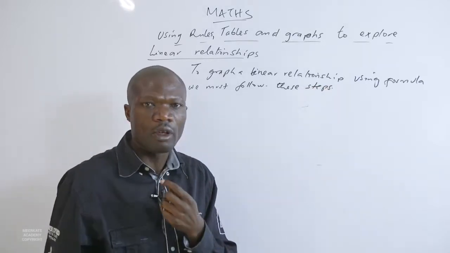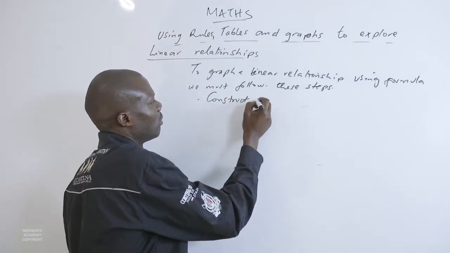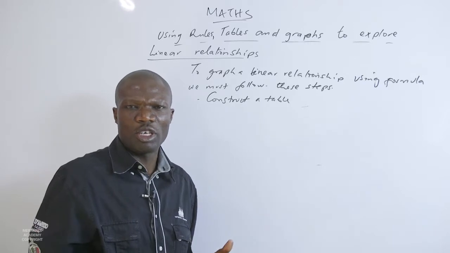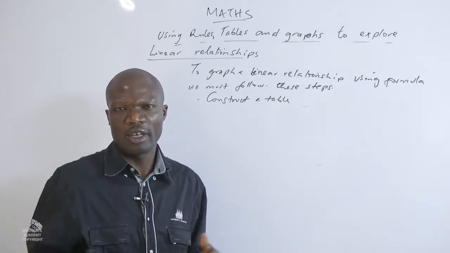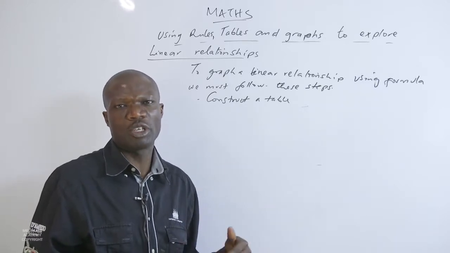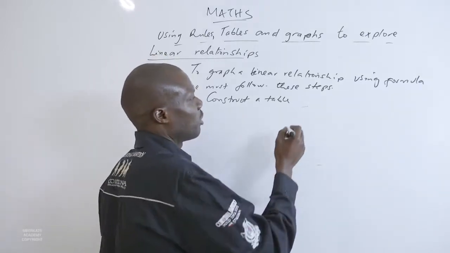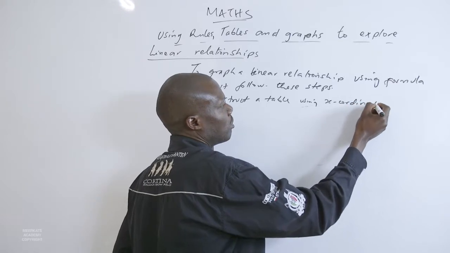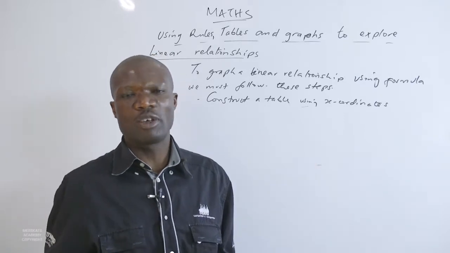We find that first we must construct a table. Now, what is in this table? This table is going to be constructed, and we shall have the values of x clearly indicated, so that we use the values of x to be substituted so that we can get the coordinates of y. So we must construct a table using the x coordinates. Then these x coordinates are substituted in to give us the y coordinates.